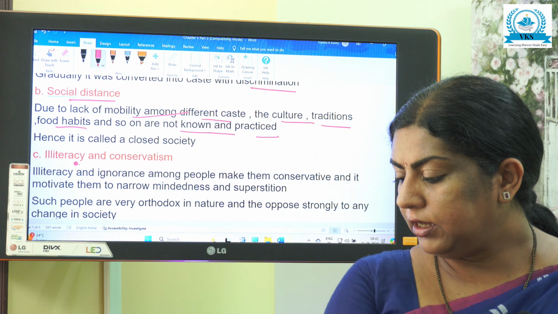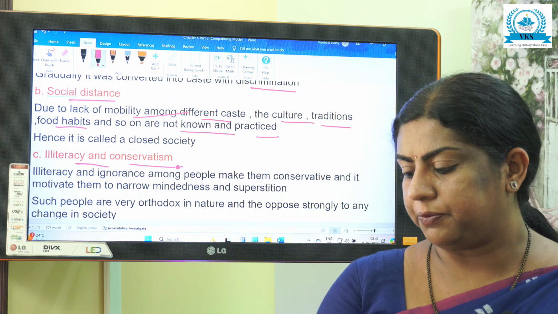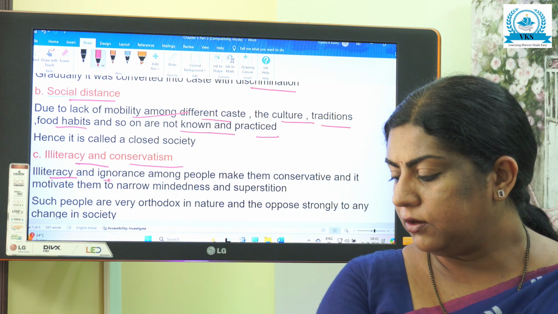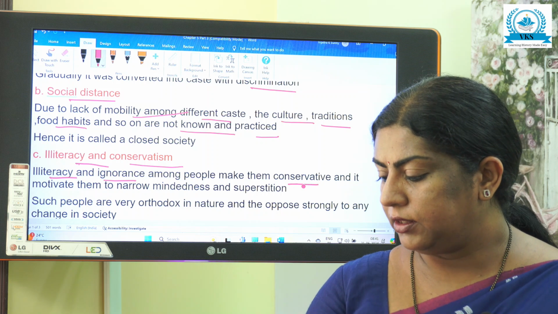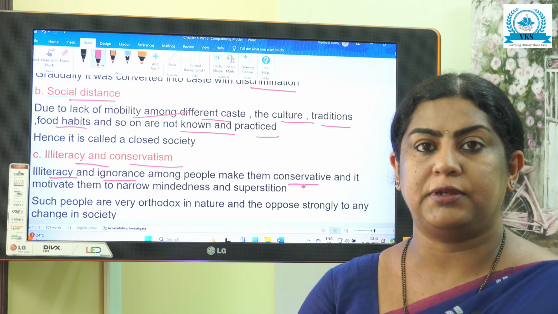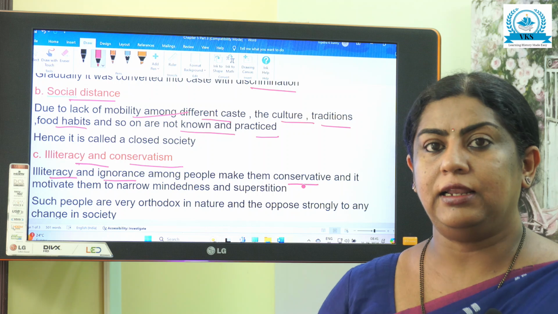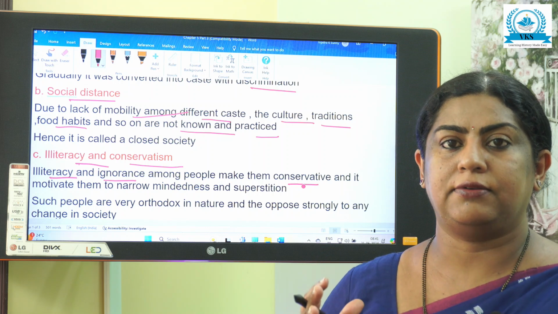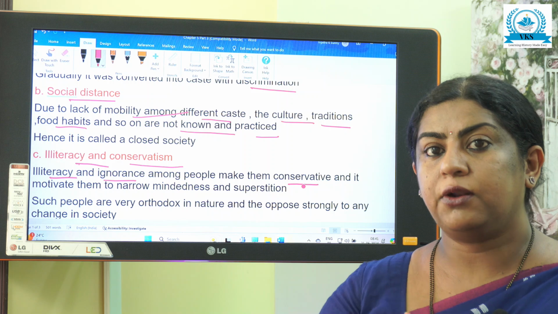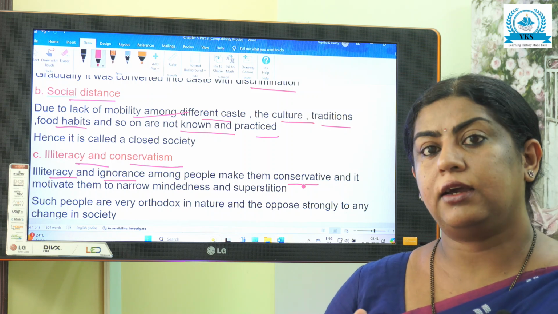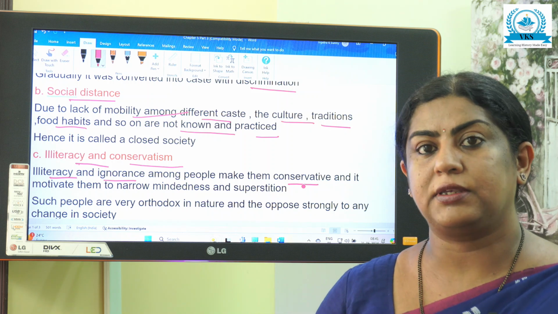Next one, illiteracy and conservatism. Illiteracy and ignorance among people make them conservative, and it motivates them to narrow-mindedness and superstitions. When people are illiterate, they become very conservative. When they become conservative, it leads to narrow-mindedness, and that also leads to superstitions.